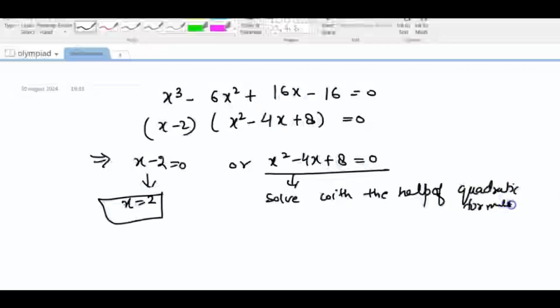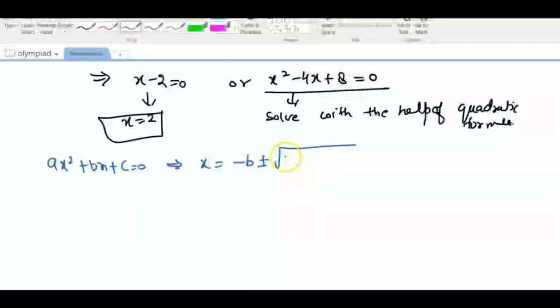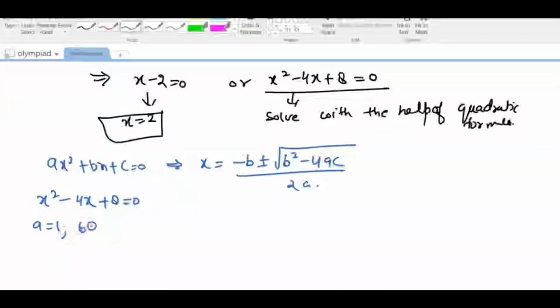So even though I have already solved this very equation in the part 1, we will still take a quick look how to solve this. So we will use this formula. To solve ax square plus bx plus c is equal to 0, we will use this formula. X is equal to minus b plus minus square root of b square minus 4ac divided by 2a. So if you compare our x square minus 4x plus 8 is equal to 0 to this equation, you will get a is equal to 1, b is equal to minus 4, and c is equal to 8.